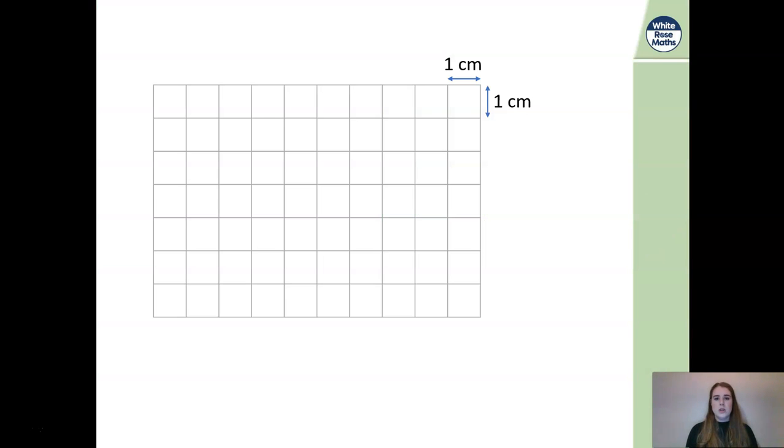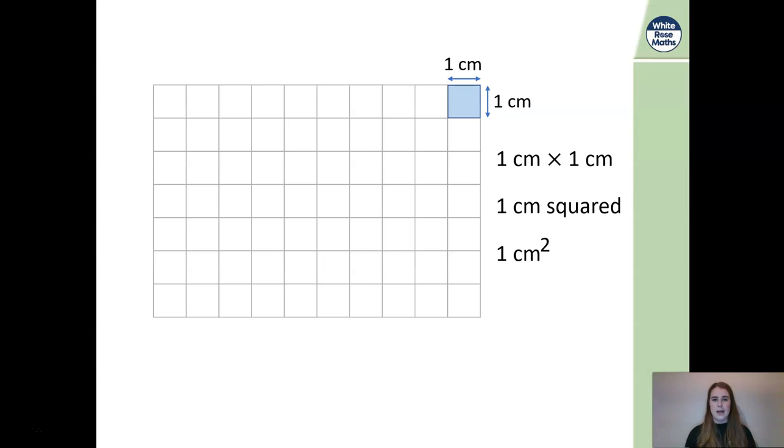So we're going to use this grid to help us calculate the area of a rectangle today. So here we have our dimensions of each one of our squares. Each length and height is measured at 1 centimetre. So this is the same as multiplying our height by our width. So 1 centimetre times 1 centimetre is the same as saying 1 centimetre squared.